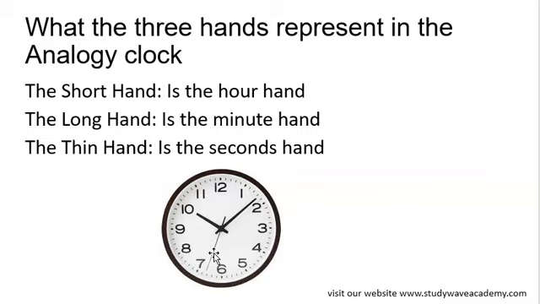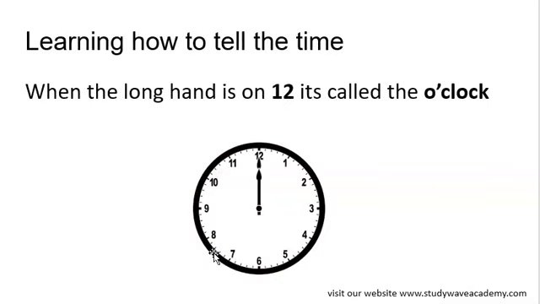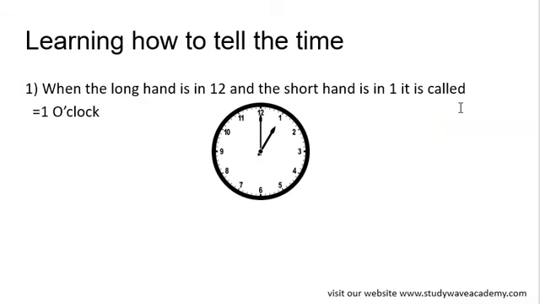Let's move on. We're going to be looking at some examples on how to read time, okay? When we see that the long hand is at 12, it is called o'clock. Whenever you check your time and you see that the long hand is pointed towards 12, it's called o'clock. It tells us about the minutes, right? Good. So when it's at 12, it's called o'clock.